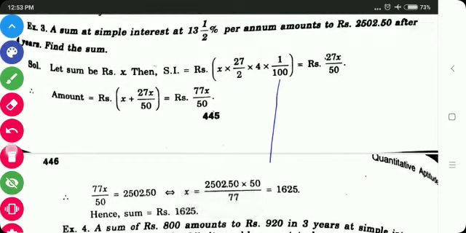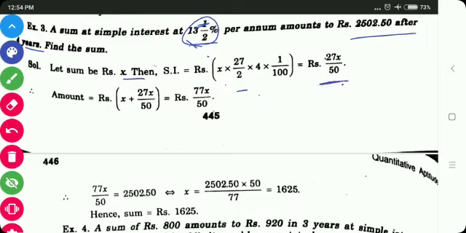Next is: a sum at simple interest at 13 and 1/2% per annum amounts to rupees 2502.50 after 4 years. Find the sum. Okay, so here we have to find the sum. So let the sum be x, then we write the equation for simple interest: x into 27/2. This is converted into a fraction: 13 twos are 26 plus 1 is 27/2. Time is 4, into 1 upon 100.